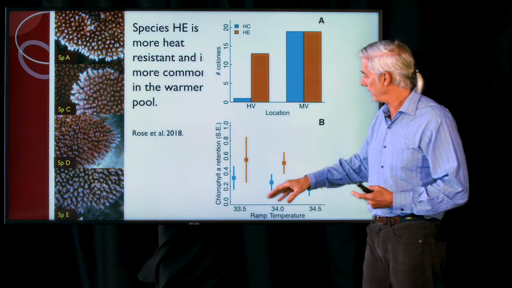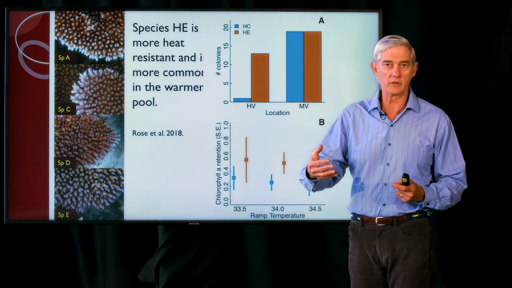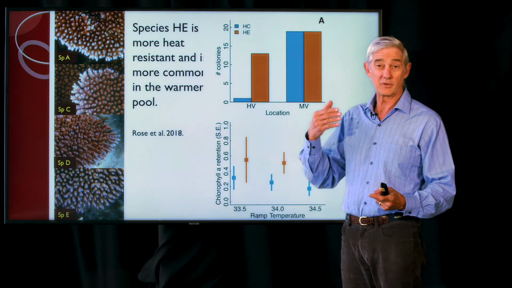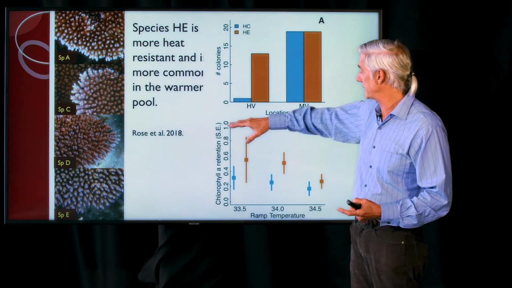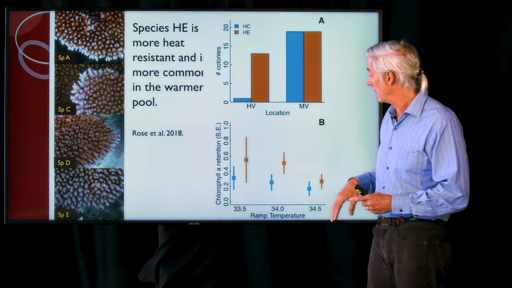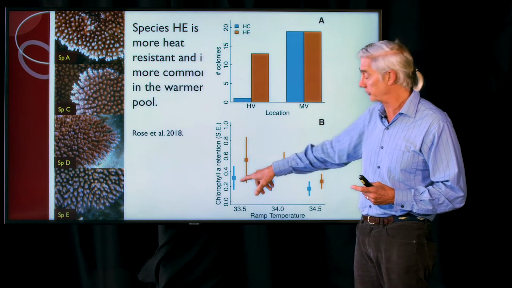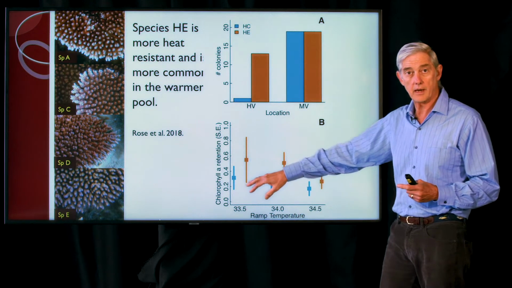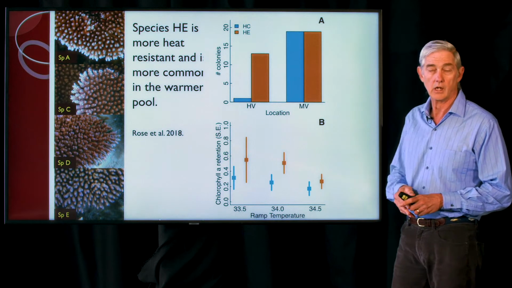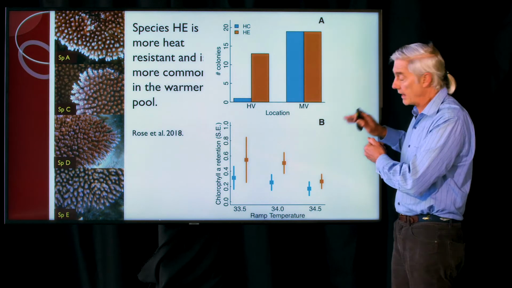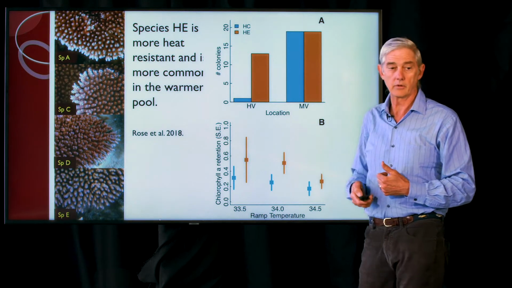What's shown on the y-axis here is the amount of chlorophyll that they retain when you heat them in these conditions. The amount of chlorophyll retained is an index of how heat resistant they are. If they retain all their chlorophyll, they're very heat resistant. And you can see that species E retains more chlorophyll than species C at 33.5 degrees and at 34 degrees, and even at 34.5 degrees, although the numbers are all low here. So in the natural environment and in the lab, species E is more heat resistant than the other cryptic species.